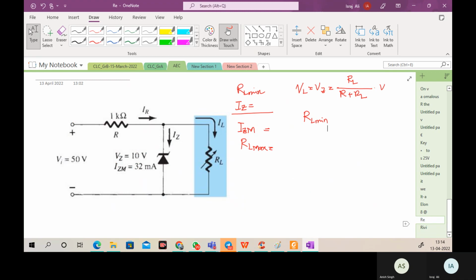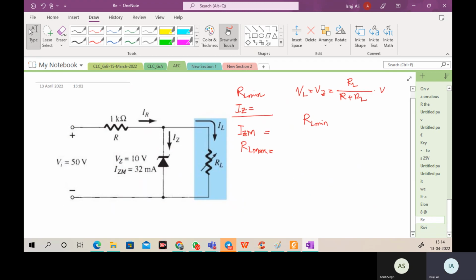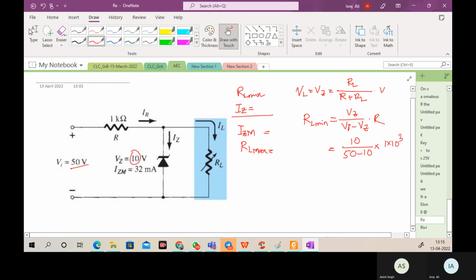So RL minimum is VZ by VI minus VZ into R. So what will be that value? VZ we already know is 10 volt. VI is 50 volt minus 10 volt, into R which is 1 kilo ohm. Okay, so that will be the value, RL minimum.